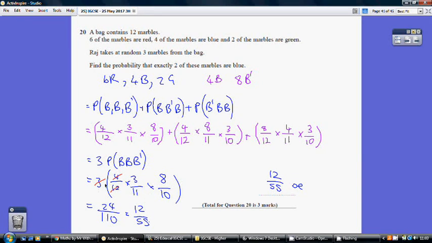You'll see here that I've just done a little bit of simplifying before I multiplied across. 3 fours are 12, 12 divided by 12 is 1, leaving me with 1 lot of 3/11 times 8 tenths. Anyway, a final answer of 12/55 or equivalent. The question did not require us to simplify the fraction, so any fraction which is the equivalent of this will give you full marks.